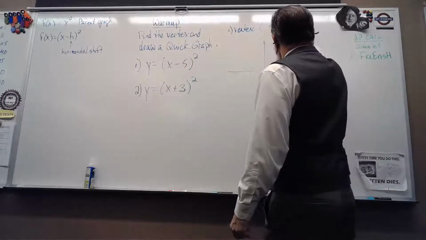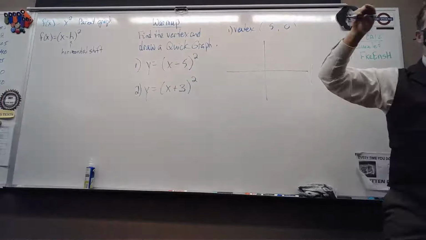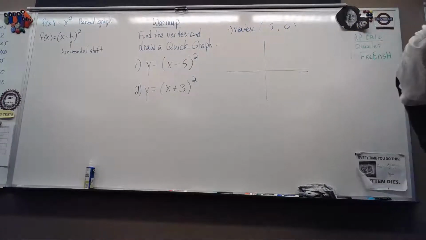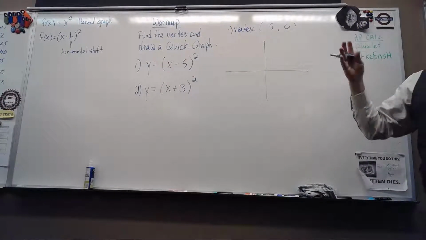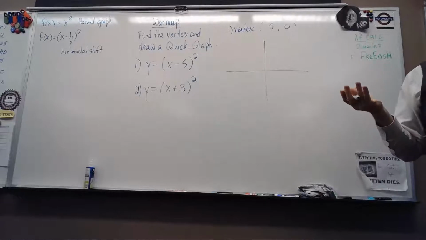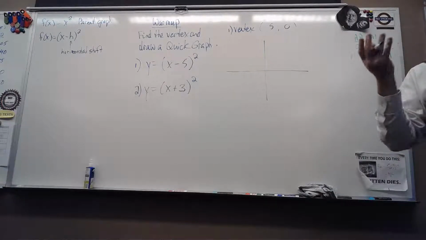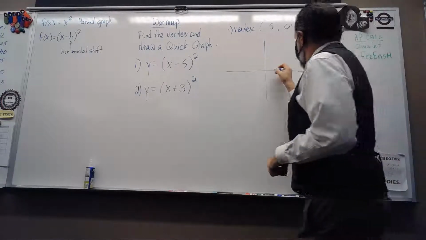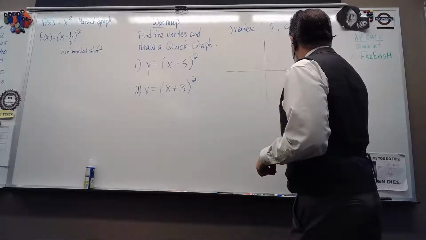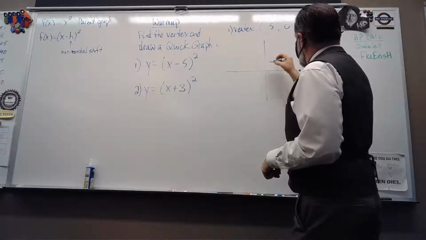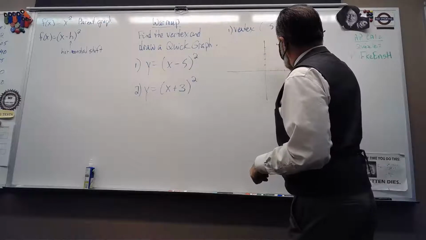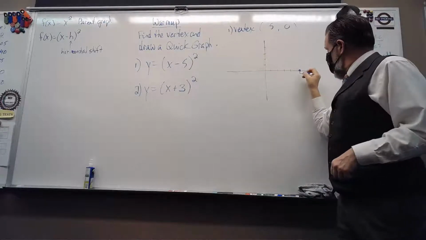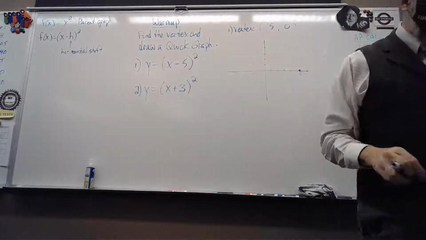Excellent. And when you write the coordinates of a vertex, always write them as a coordinate pair. Don't say the vertex is 5, because then it's like, well, 5 what? That's not a point on a graph. What am I supposed to do now? All right, 1, 2, 3, 4, 5. Boom, there's the vertex. And we'll put a 5 right there on our graph.